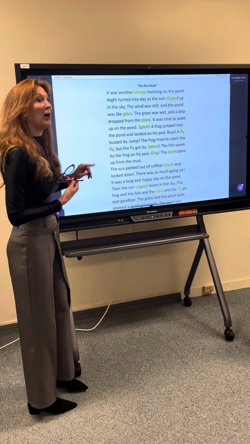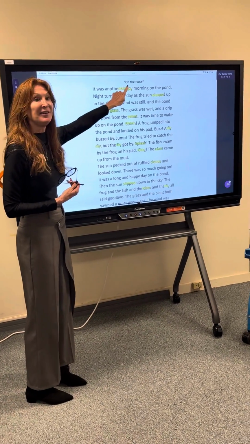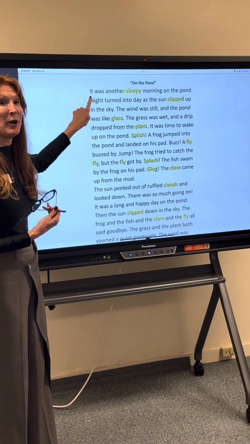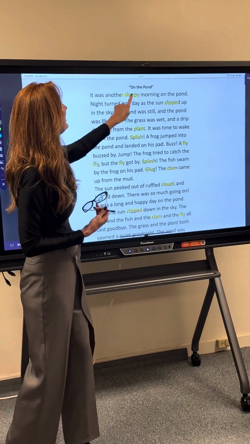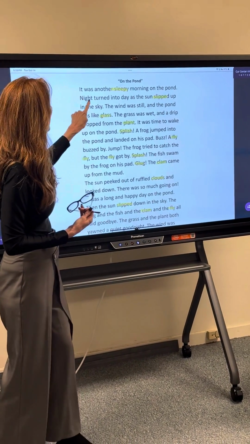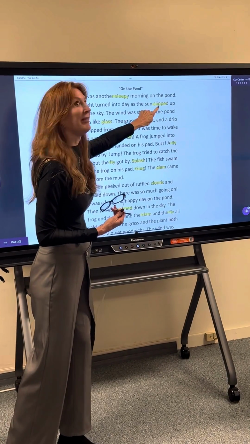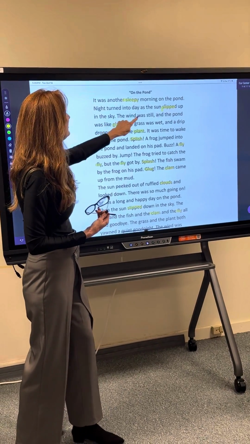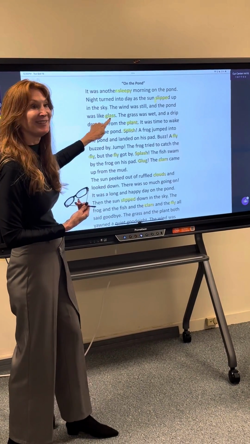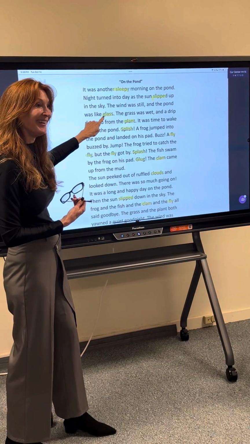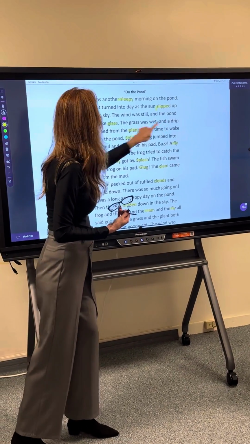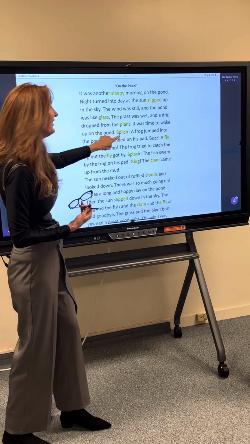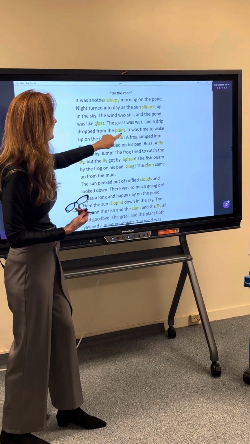Okay, so all my students, put your finger on the title together, On the Pond. Now students, put your finger on it. Are we ready? It was another sleepy morning on the pond. Night turned into a day as the sun slipped. Put your finger on slipped. Slipped up in the sky. The wind was still and the pond was like glass. Say glass. Put your finger on glass. Good work. The grass was wet and a drip dropped from the plant. It was time to wake up the pond. Splish. Put your finger on splish. Say it with excitement. See the exclamation point?